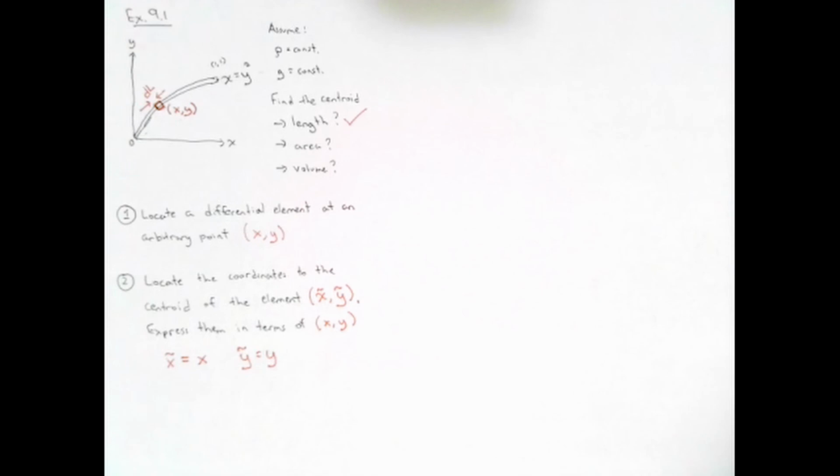Now, like I said, this looks like it doesn't make much sense in this particular problem. However, the reason we have to solve this step is because when we're dealing with areas and volumes, these x squigglies and y squigglies may not be the same as x and y. But for now, we're dealing with one dimension, so let's continue to deal with one dimension. So we located a differential element. We've located the coordinates to the center of the element, so we get that x squiggly equals x, y squiggly equals y.